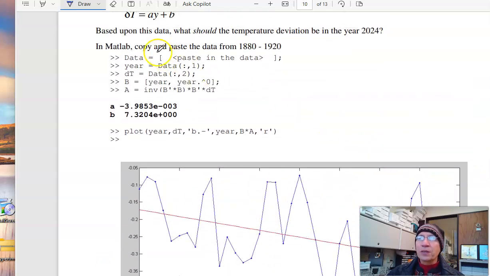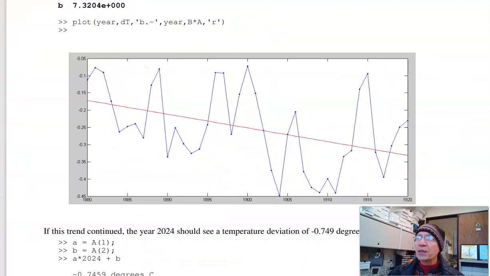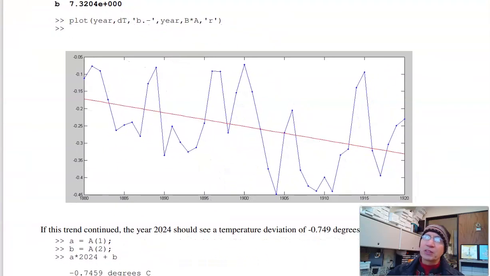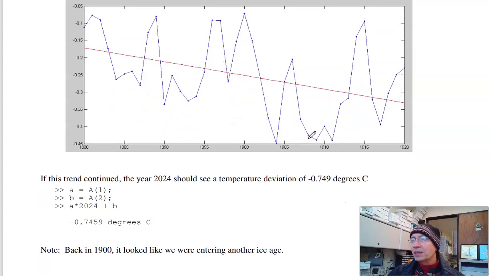Let's do a linear curve fit. So paste the data, here's my basis, least squares curve fit. It actually looked like the Earth was cooling off. That was one of the concerns we had back at the turn of the century, well, the previous turn of the century, 1900. It was feared that we were entering another ice age. Assuming that trend continued, by this year, we should be minus 0.7 degrees.